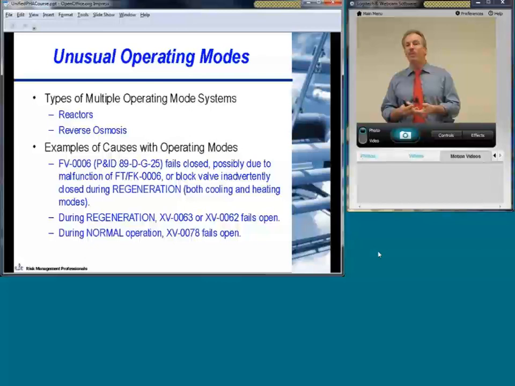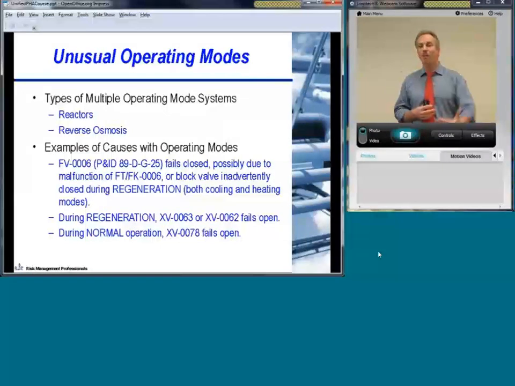So what I find works well is a simpler approach, where you look at each specific piece of equipment like you would for any normal process that's operating 100% of the time, and you look at the component, and then you ask the team, what's the worst operating mode for this particular component and failure mode? And then you document that.